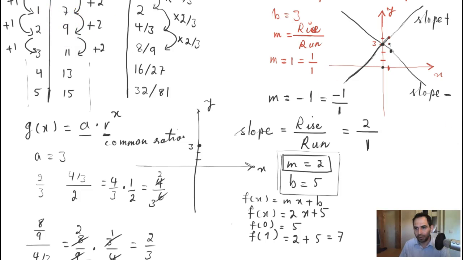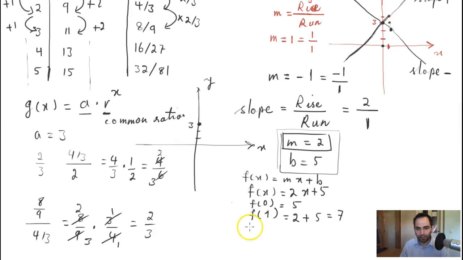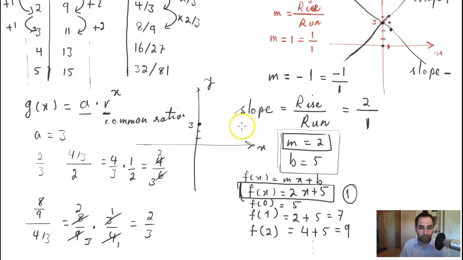Now if my x is equal to 2, I have 2 times 2, which is equal to 4, plus 5, which is equal to 9, which is the same output here. So you can see that this is basically the right equation for this function. So this is number 1.